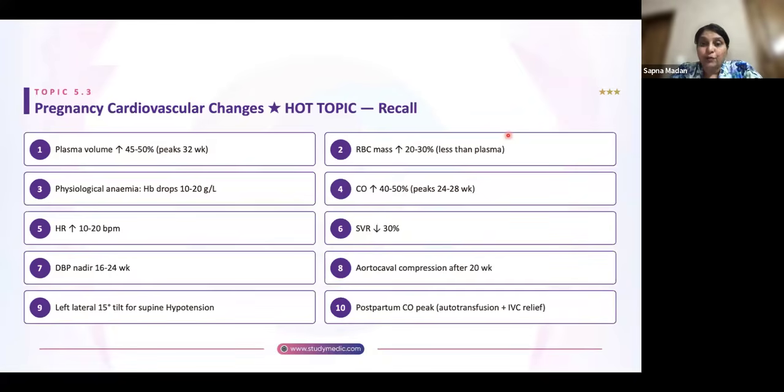There is an element of aortocaval compression after 20 weeks. That is why clinically we tell patients to lie in the left lateral position. Okay. And if you're resuscitating the patient, or if she's lying down, at least you have to tell her to put a pillow on the left side. A left lateral tilt of 15 degrees is helpful in managing supine hypotension. And postpartum, the cardiac output is at its peak. It will come back to normal within 24 hours, but immediately postpartum it is at its peak, and it's a very critical period for patients predisposed to heart failure.